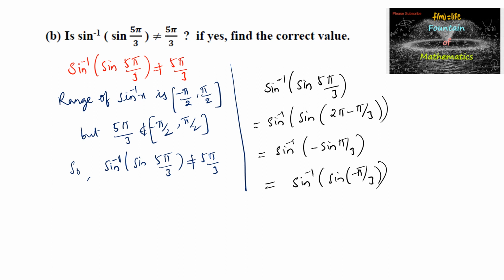Since we know that sine of negative theta is equal to minus sine theta, so minus sine pi by 3 we can write as sine of minus pi by 3. And since we know that the range of sine inverse x is minus pi by 2 to plus pi by 2, minus pi by 3 is belonging to the range here. So we can write sine inverse of sine minus pi by 3 is equal to minus pi by 3. So the value of sine inverse of sine 5 pi by 3 is equal to minus pi by 3, but it is not equal to 5 pi by 3. Okay.